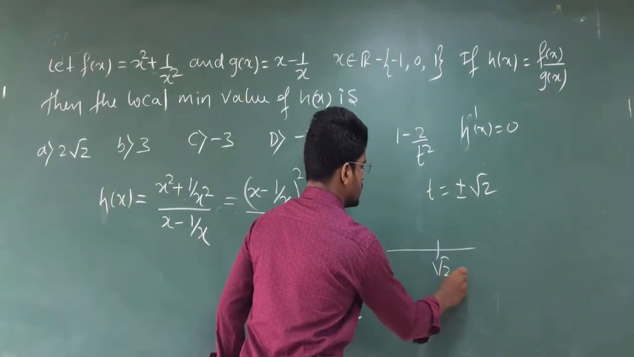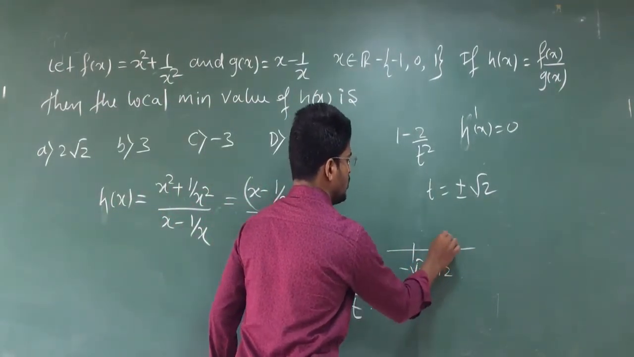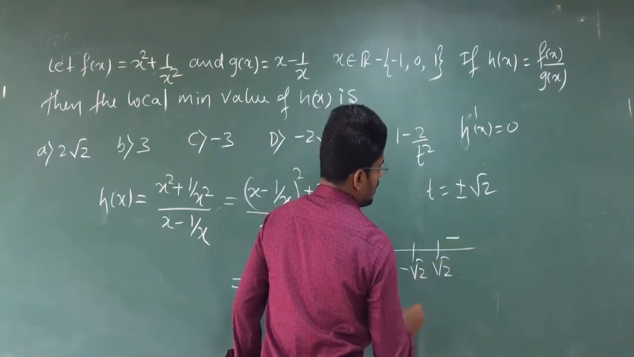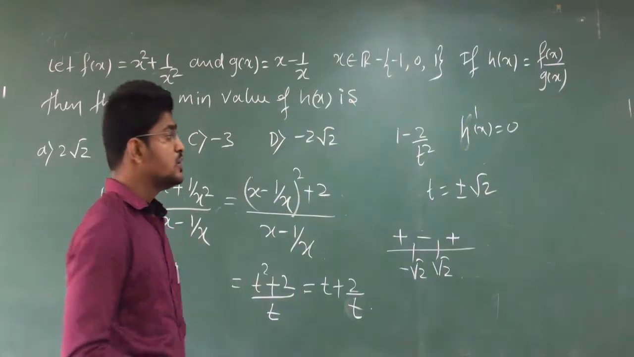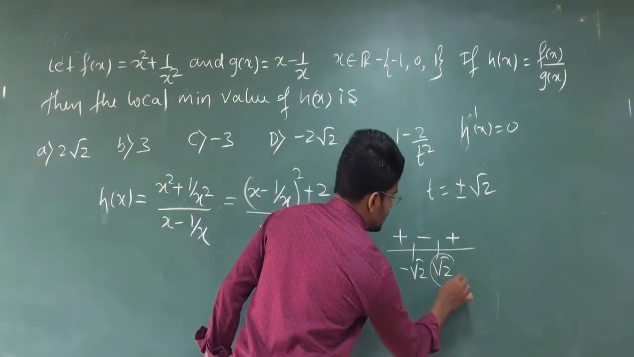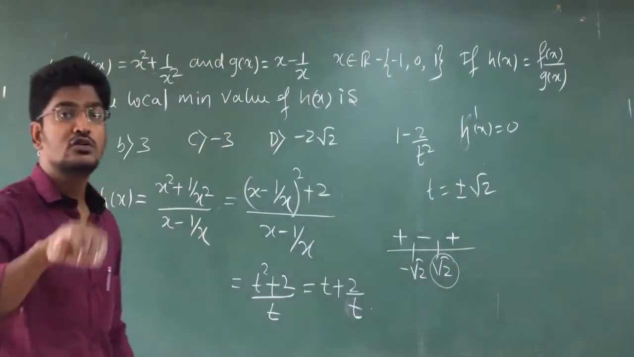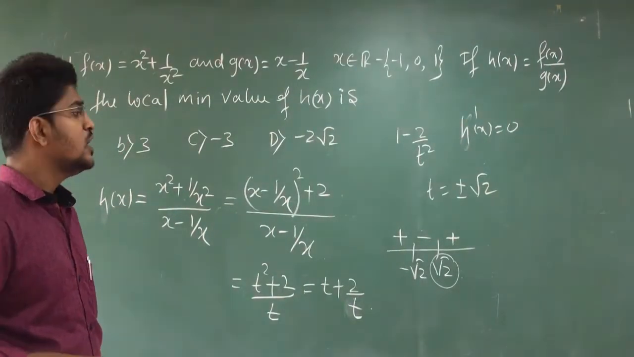This is plus root 2, this is minus root 2. So here it will be plus, minus and plus. Clear? So therefore from this you can tell that minima exist at root 2.